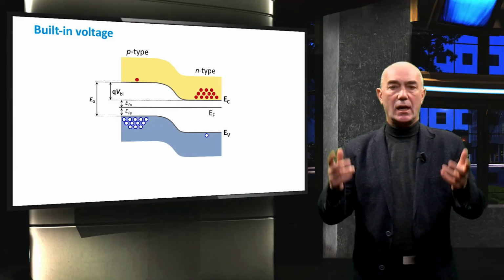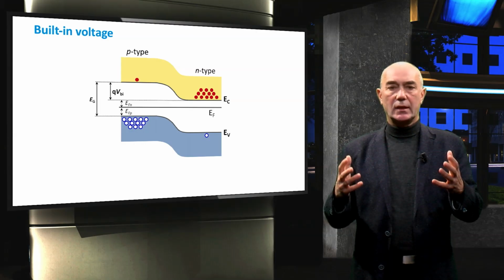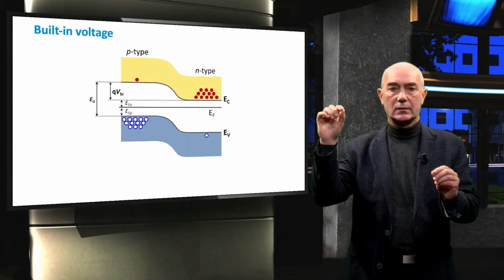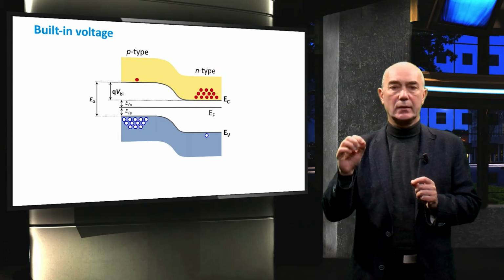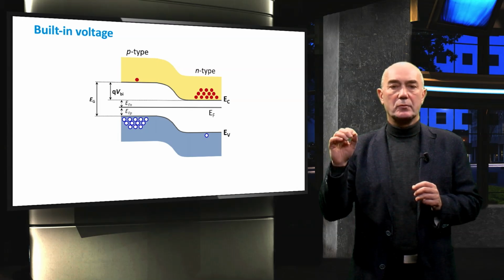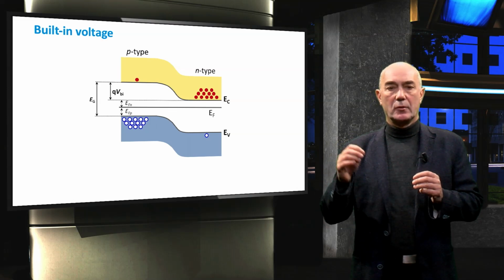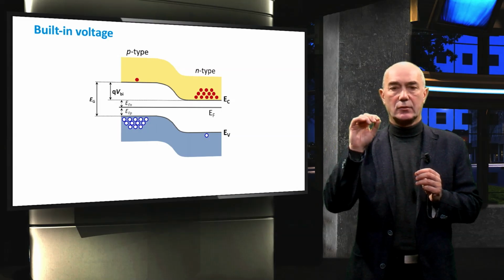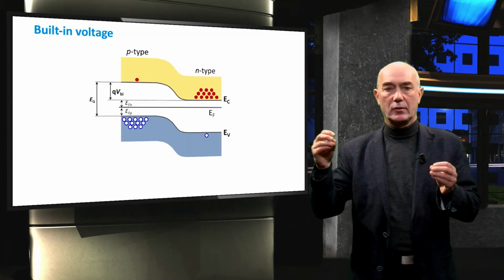When there is a net charge present in the depletion region, there must be an electrostatic potential difference between the edges of the depletion region. We call this electrostatic potential difference the built-in voltage of a p-n junction. This built-in voltage is clearly visible in the band diagram of the junction, where there is a difference between the position of the energy levels of the conduction and valence band edges at the opposite sides of the p-n junction.